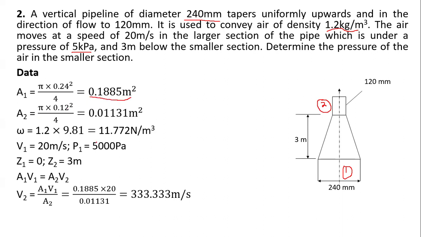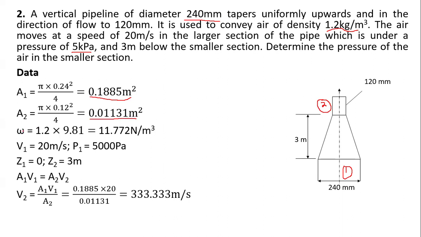Next is area 2. Area 2 is coming from this one, which is 120 millimeters. And 120 millimeters means that we first have to convert it by dividing this by 1000. So 120 divided by 1000, you get 0.12. Now with that, we still go back and say pi times 0.12 squared over 4. Again, that's the answer for your smaller section.